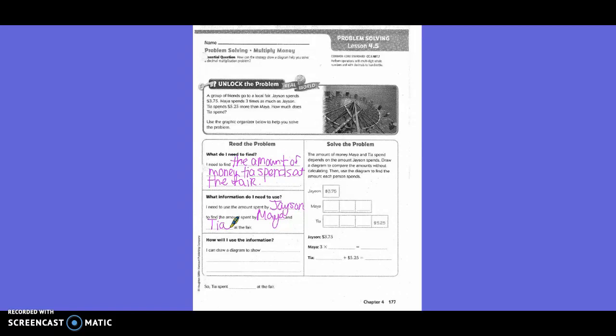So first of all, who are we going to find first, guys? Jason and Maya, and then we'll be able to find Tia. So to show the amount that Jason and Maya spend to get Tia's amount.